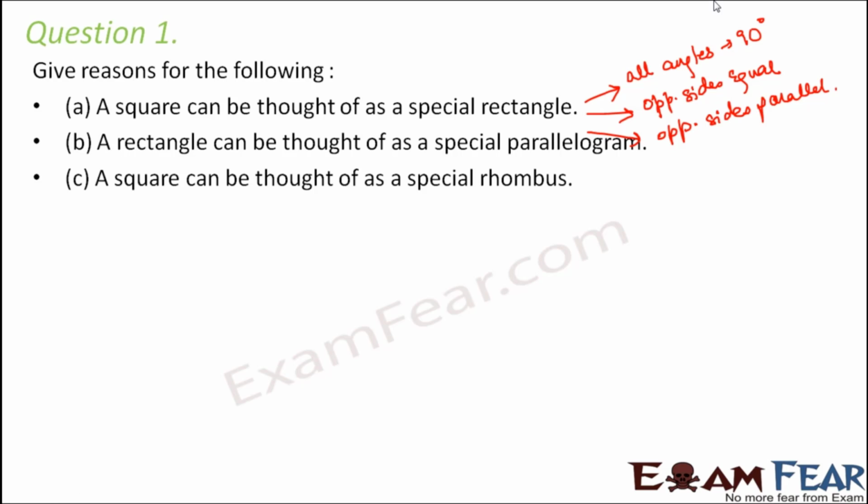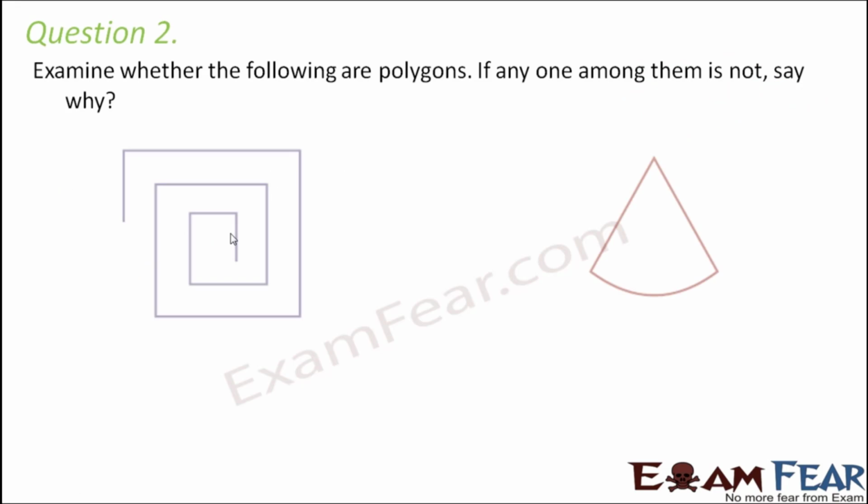A rectangle can be thought of as a special parallelogram. Yes, of course, because what are the criteria to become a parallelogram? Opposite sides should be parallel, opposite sides should be equal, and a rectangle satisfies those criteria, and on top of that, a rectangle has some extra feature. What is that extra feature? All angles are equal, which is not so in the case of a parallelogram. So we can say that a rectangle is also a special parallelogram.